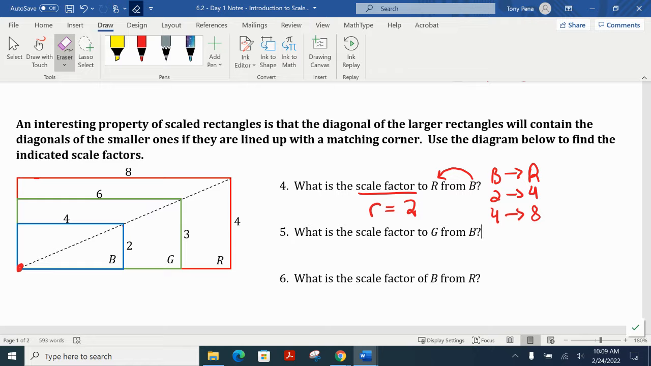All right. Number 5, a little trickier. We want to go from B to G. So same idea. We want to go from B to G. Do that one and see what we think. Tell me what you think our R must be in that one, from the blue rectangle to the green rectangle.